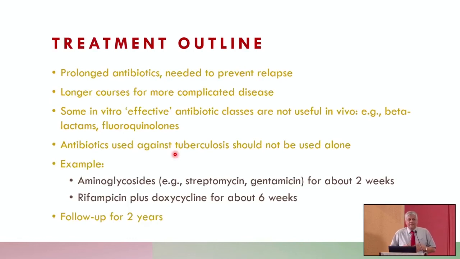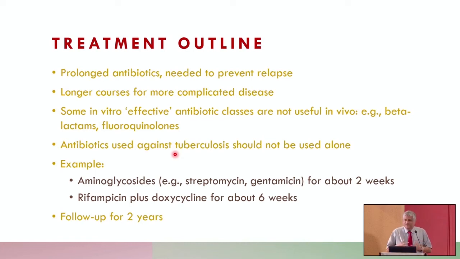I'll just outline treatment. Basically, you need prolonged antibiotic therapy because of the need to prevent relapses. So you need longer courses for more complicated disease, especially with suppuration. Some in vitro effective antibiotic classes may not be effective in vivo, for example beta-lactams and fluoroquinolones, so we don't use them. And the antibiotics which are used against tuberculosis, such as streptomycin or rifampicin, are used here, but they should not be used alone.